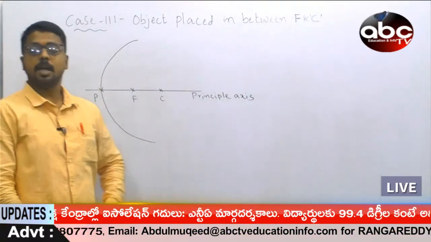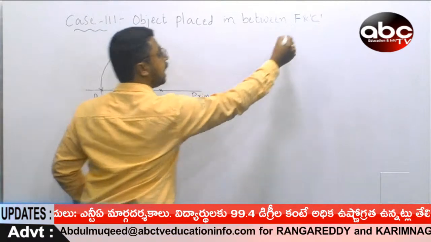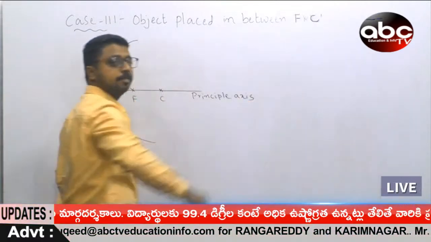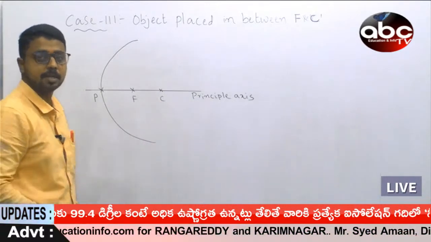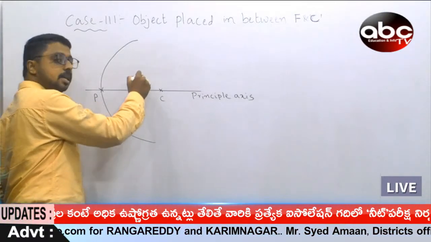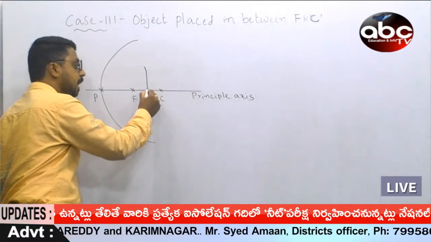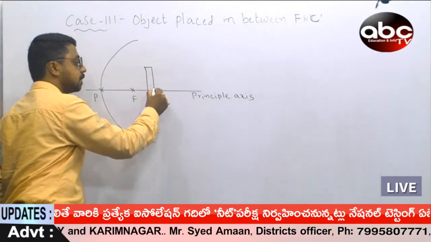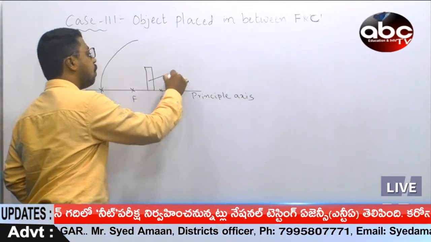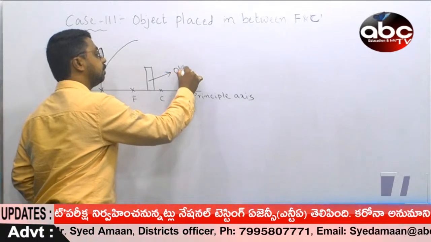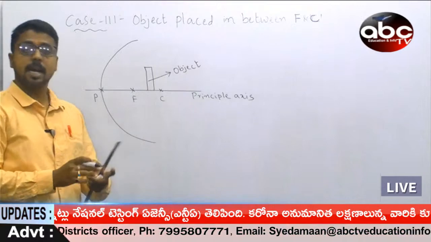So let us come back to the topic. Here an object is placed in between F and C, that is, in between the focus and the center of curvature. See here, in between the focus and center of curvature, I am able to place an object. So what is going to happen? Let us understand this one.